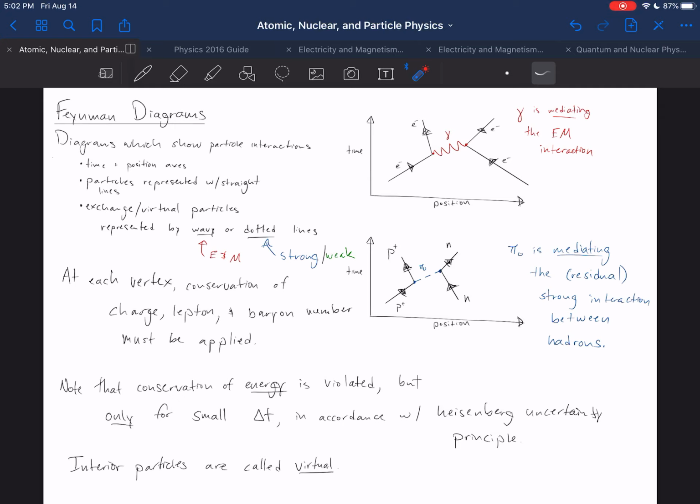Feynman diagrams, more formally, are diagrams which show particle interactions. They have both time and position axes. Unfortunately, different books and different resources will have time and position on alternative axes. So you will often, but not always, find position on the vertical axis and time on the horizontal axis. If that's the case, you simply need to read your axes carefully and interpret them correctly.